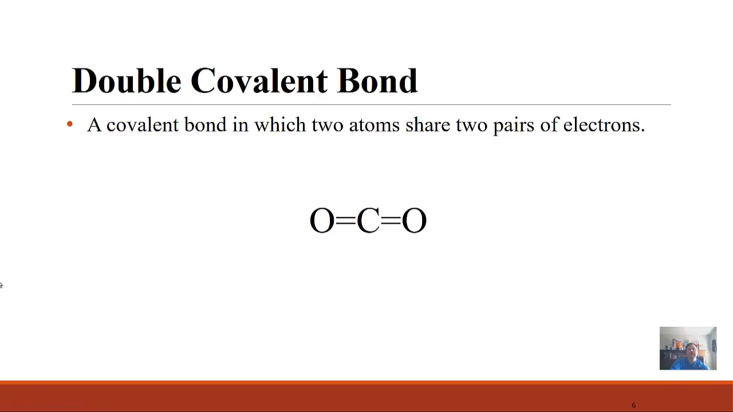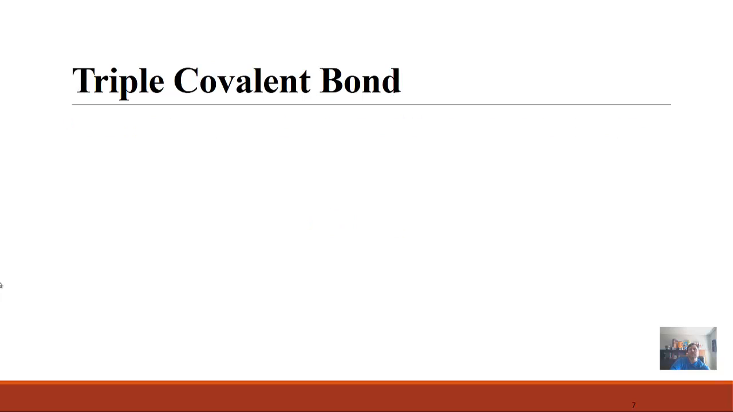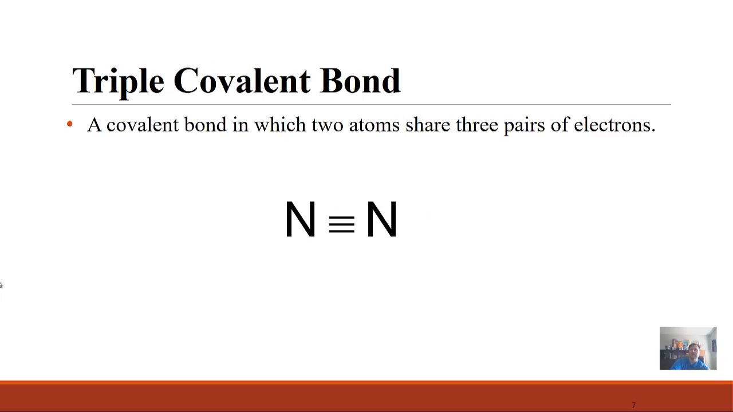Everybody's nice and happy. And then the third type is they can share 3 pairs or 6 electrons, kind of like N2. And remember, by sharing, this N feels like it has 8 electrons, it's happy. This N feels like it has 8 electrons, it's stable, and so it forms a good bond this way.